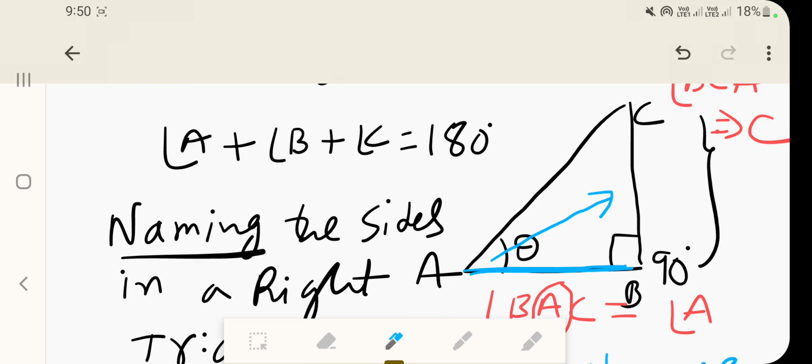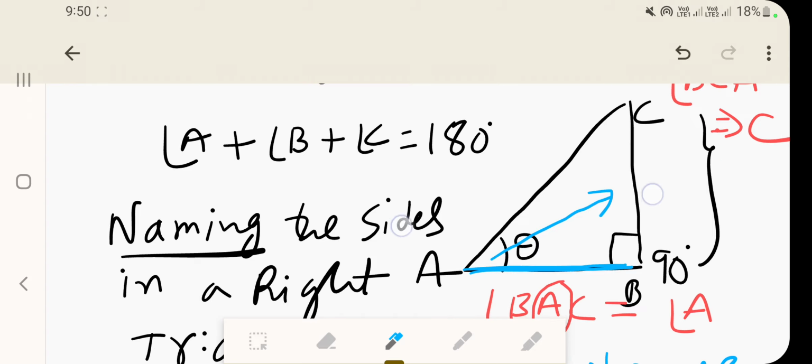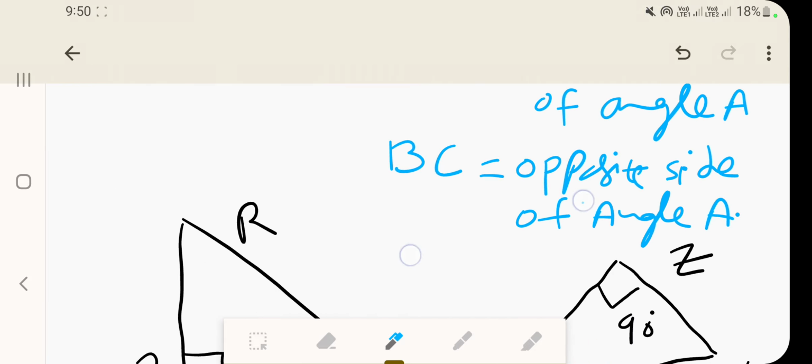Now another topic which we have here is trigonometric ratios, in which we define the ratios in a right angle triangle. With respect to the opposite side, adjacent side and hypotenuse, we are going to define the trigonometric ratios.